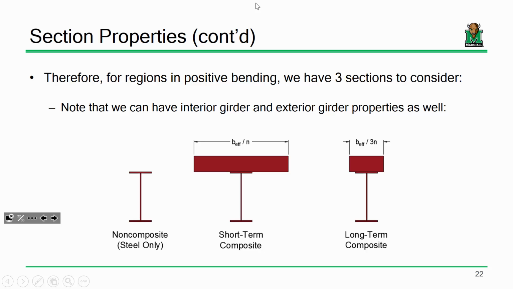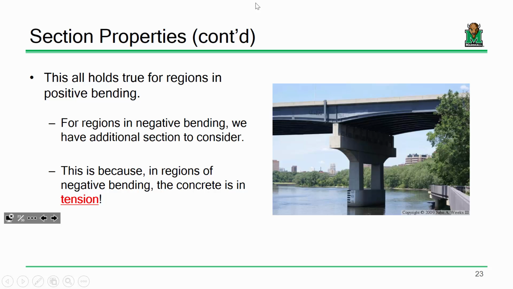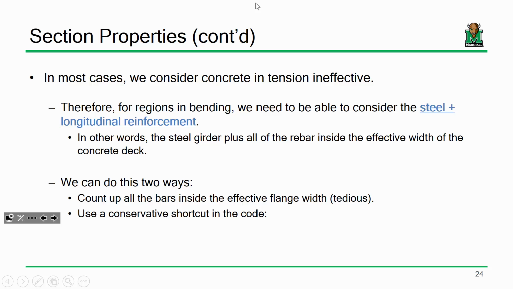All right. Now, we sort of handled most of this last time. What we didn't handle was the negative bending region, specifically these regions over the pier. Because over the pier, the bridge is bending kind of like this, so the concrete is in tension, okay? And concrete is a material that really doesn't like to be in tension. So because of that, in most cases, we can't count on that concrete deck being effective. But what we can count on is that reinforcement. So we have a fourth section that we consider for negative bending, and that's the steel plus longitudinal reinforcement.